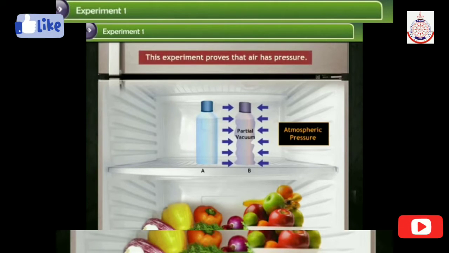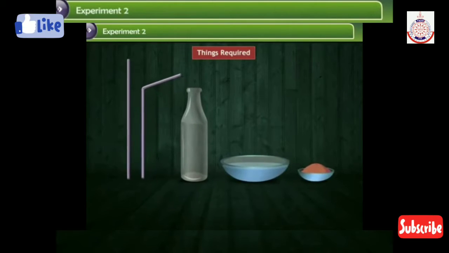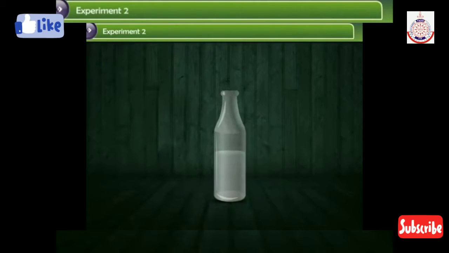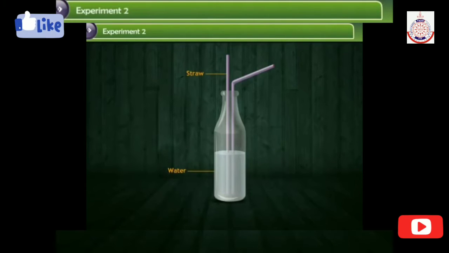This experiment thus proves that air has pressure. To perform this experiment, you will require 2 straws, a glass soda bottle, some water, and some clay. Fill half the soda bottle with water. Put 2 straws in the bottle so that the ends are under the surface of the water. Seal the mouth of the bottle with clay to prevent air from entering inside the bottle.